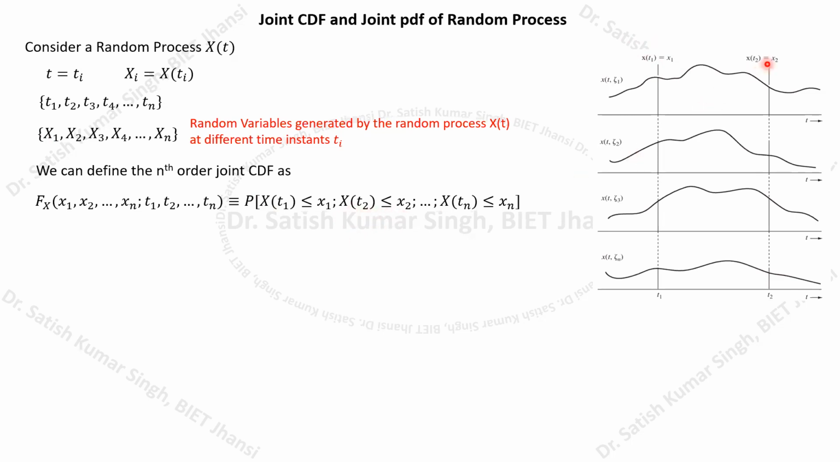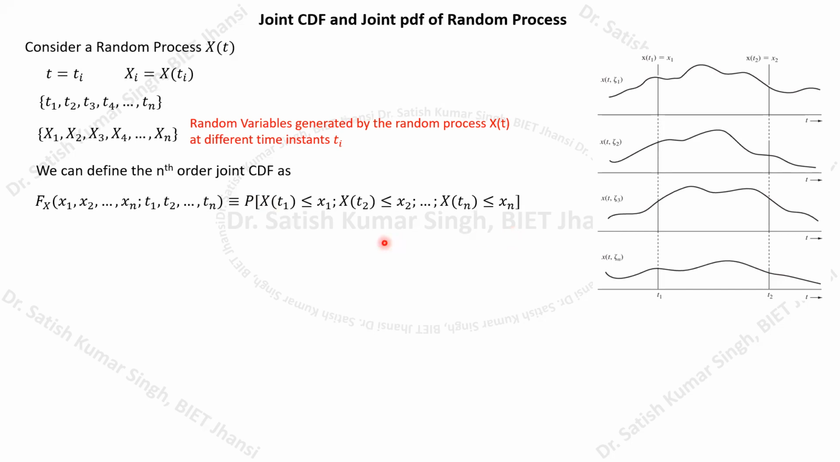So if we do the measurement at t equals t2, what is the probability this value is less than x2. Similarly, this will go up to this particular time. So if we take this random variable xn, then what is the probability that xn is less than or equal to xn, right? So these are the probabilities that we have to talk about in the case of the nth order joint CDF for your random process.